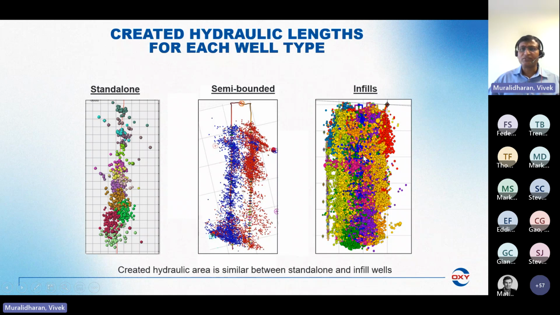Your hydraulic half-length is still pretty high for all the infill wells as well as the semi-bounded. But because of the overlap, your RTA is going to show you a smaller half-length. So you have to have a different conversion for infills, standalone and semi-bounded, to account for the hydraulic half-lengths that you're creating.